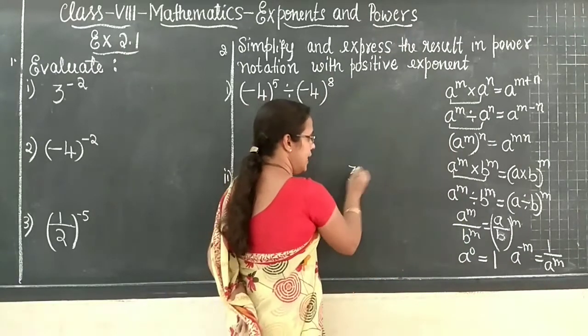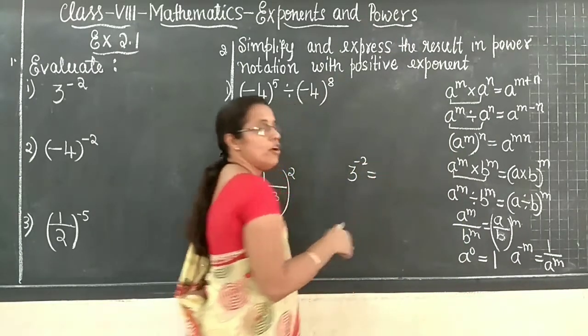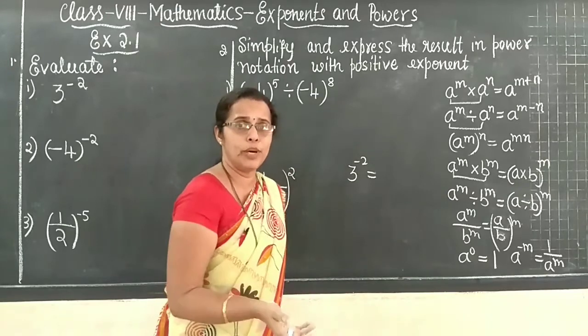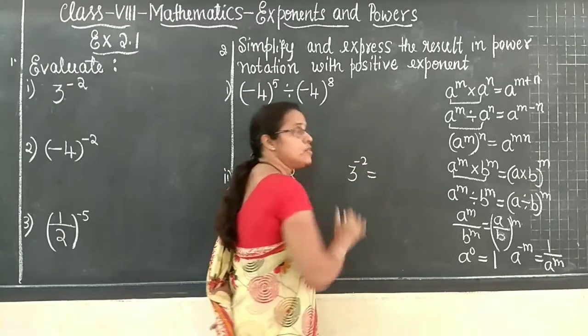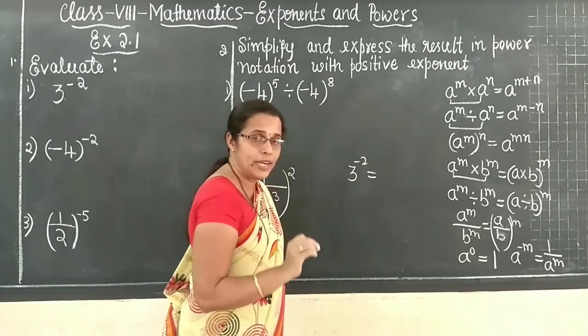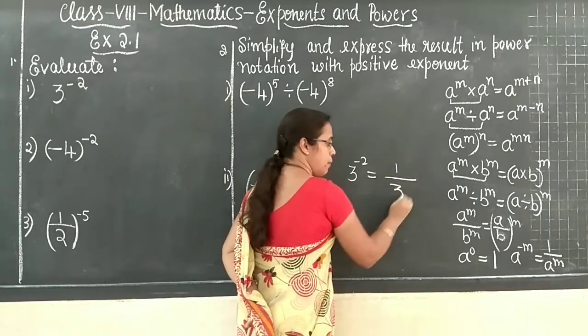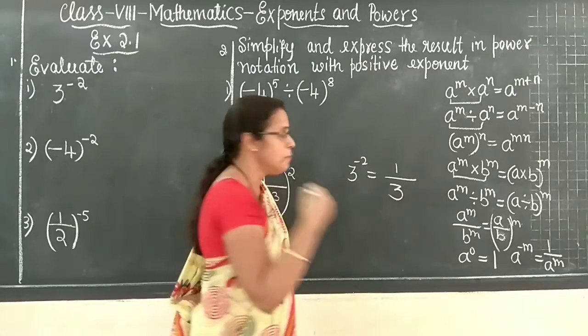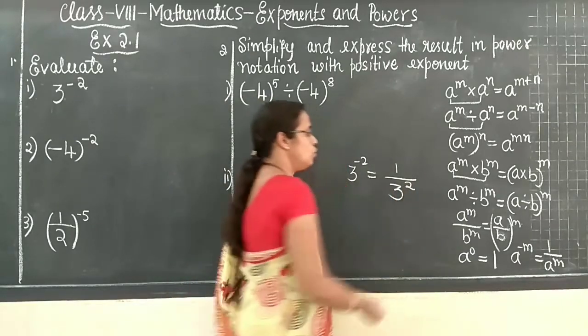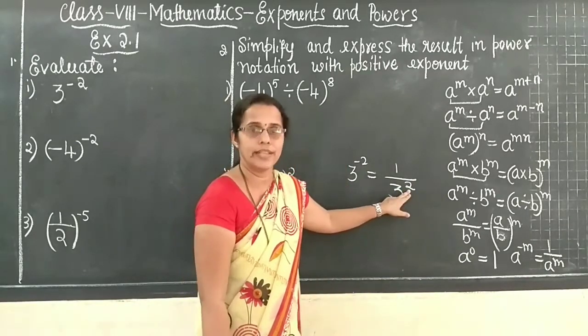Okay, if at all there is a negative power children, so we cannot write 3 to the power 2 times. Why? Because it is not 2 times, it is minus 2 times it is there. So negative power there means how to do it positive? By writing reciprocal. 1 by 3 to the power 2 you can write.